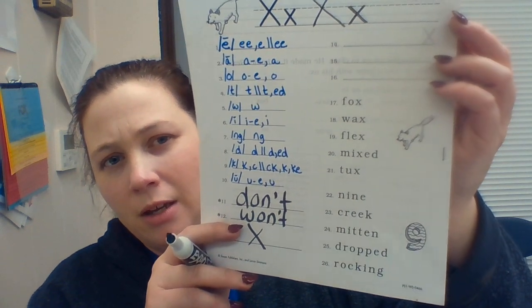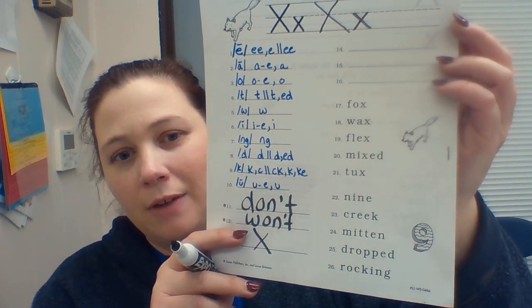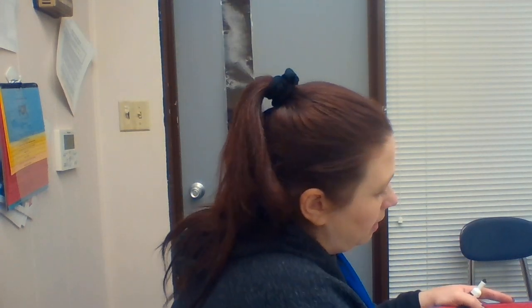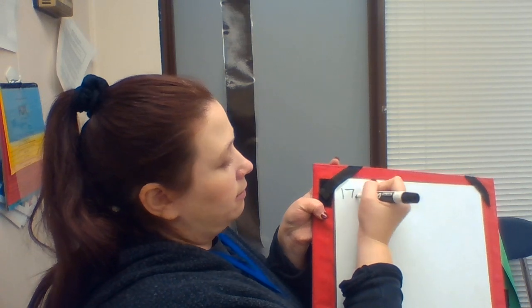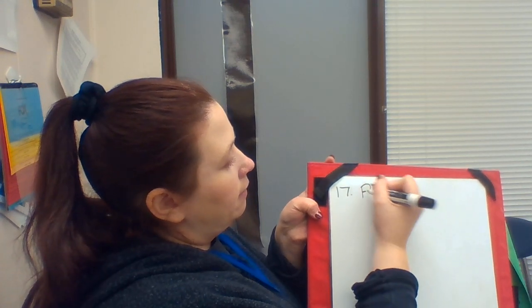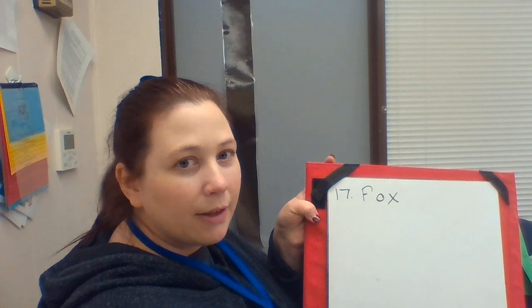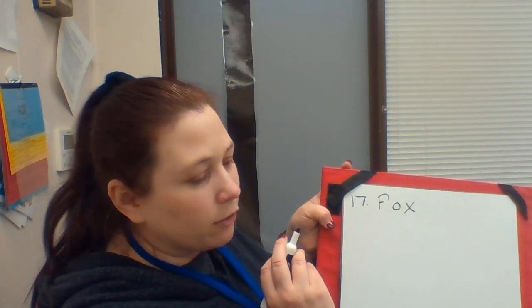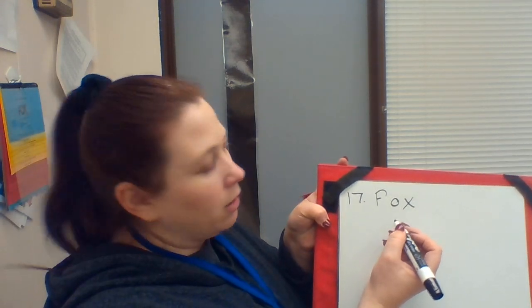Now we're going to code our words at the bottom of your worksheet. So words 17 through 26, we're going to talk about coding them. So our first word, we have number 17. Let's sound that out. Ox. There's no obvious coding, so we're going to go to the vowel in the middle.